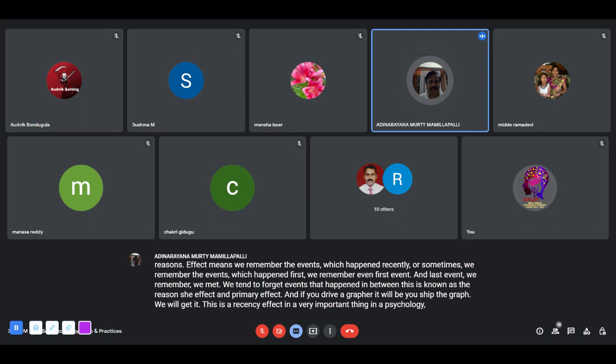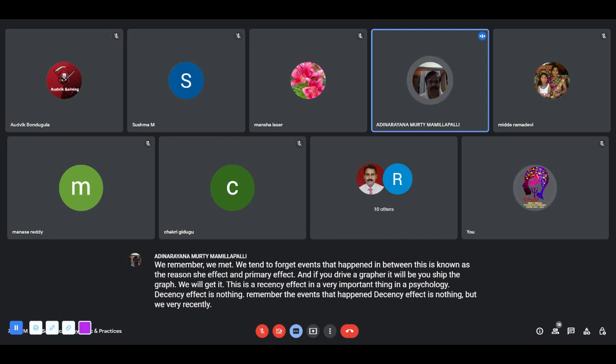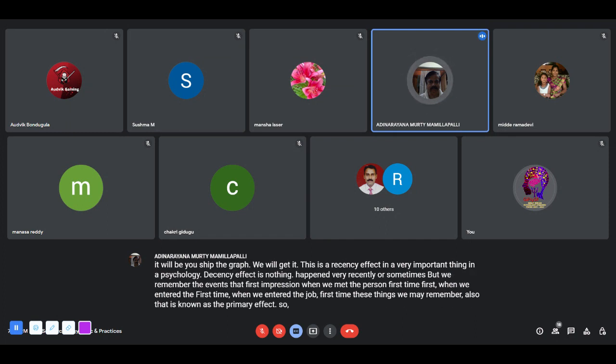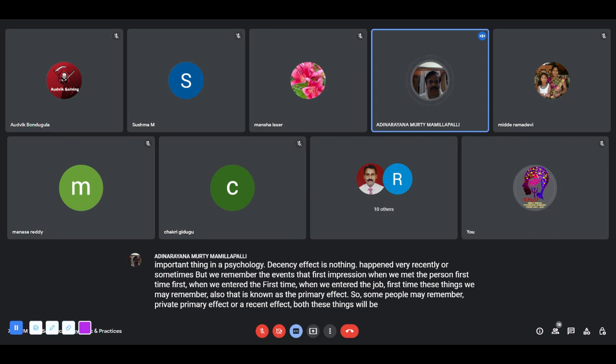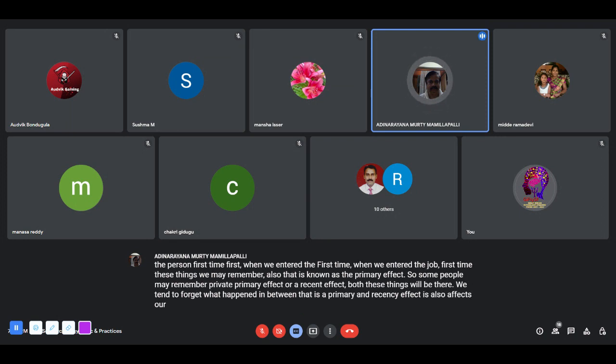Recency effect is nothing but we remember the events that happened very recently, or sometimes the first impression, when we met a person the first time, when we entered the college the first time, when we entered the job the first time. These things we may remember also. That is known as the primary effect. So some people may remember the primary effect or the recency effect. Both things will be there. We tend to forget what happened in between. That is, the primary and recency effects also affect our memory.